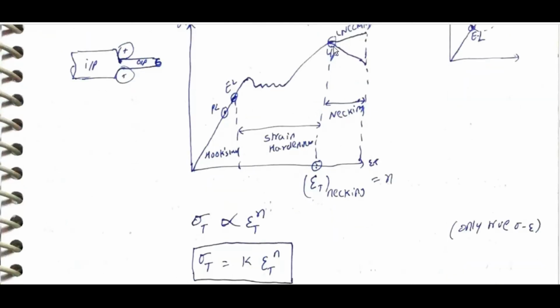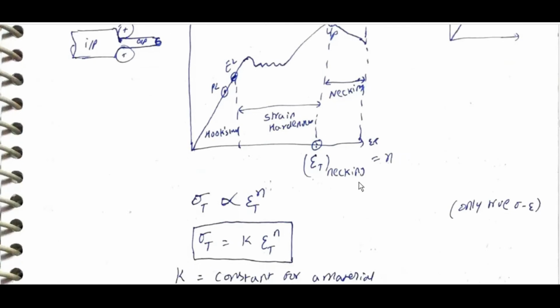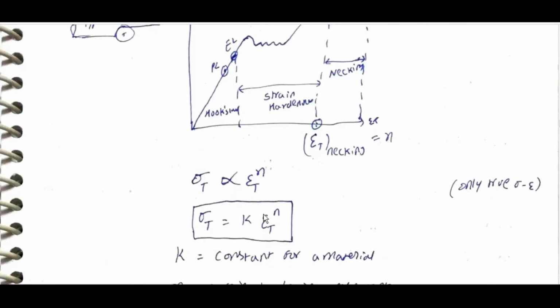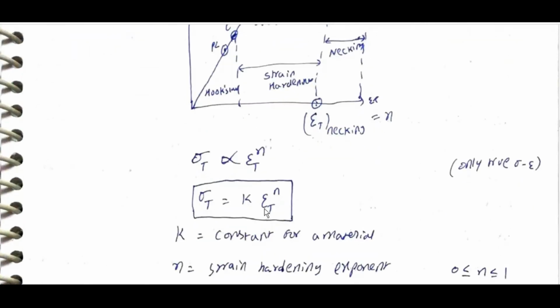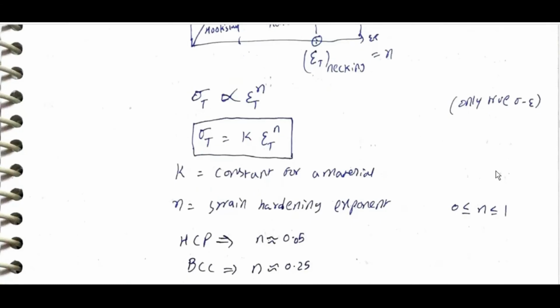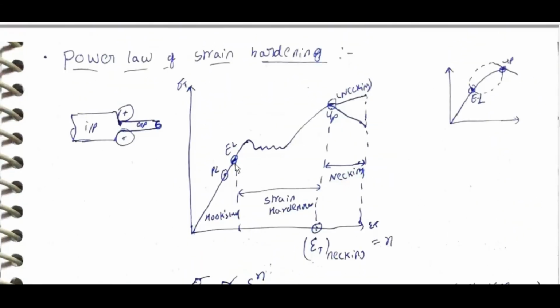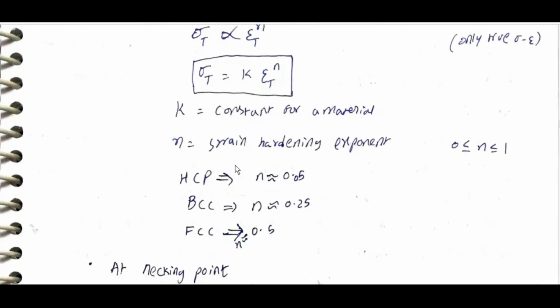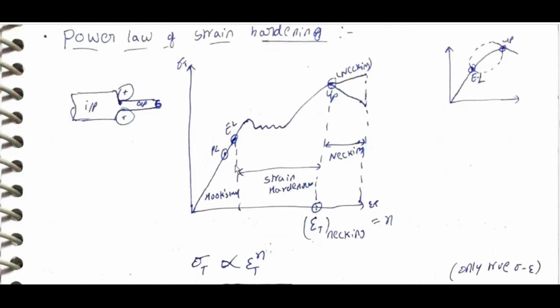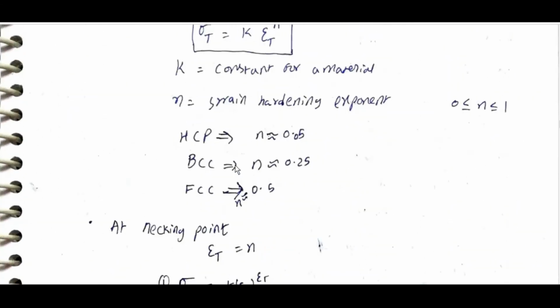Epsilon t at necking is equal to n. Sigma t is directly proportional to epsilon t power n, so sigma t is equal to k epsilon t power n. This applies only to true stress and true strain. K is a constant for a material. N is the strain hardening exponent, 0 less than or equal to n less than or equal to 1.